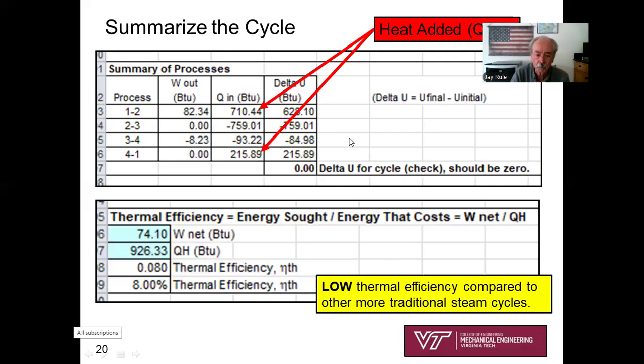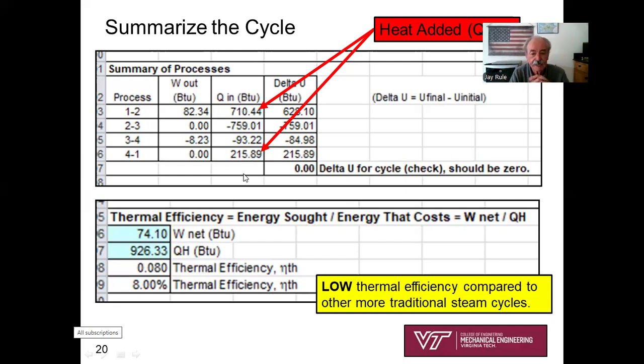Well, let's see, maybe I can do this in words in my cycle summary. Do you see here? Remember that in the first law, Q in minus W out equals delta capital U. That makes sense? So if we're solving for Q in, we can write down delta U plus W out. In other words, I can move this over to the other side.